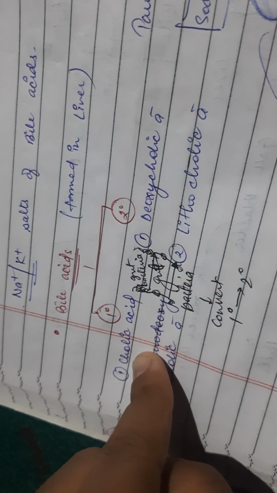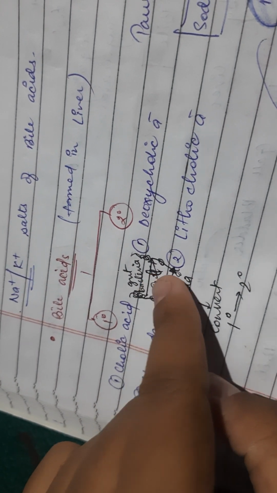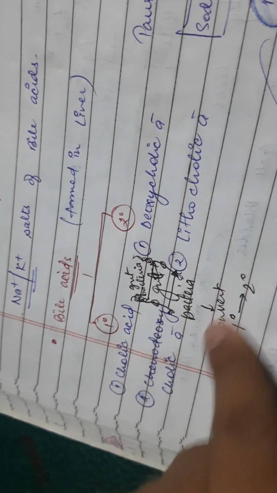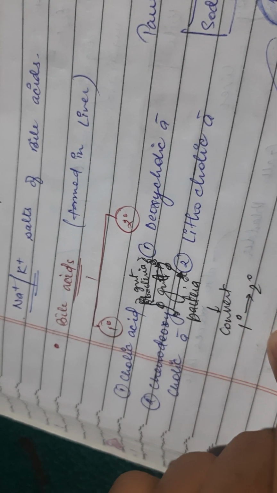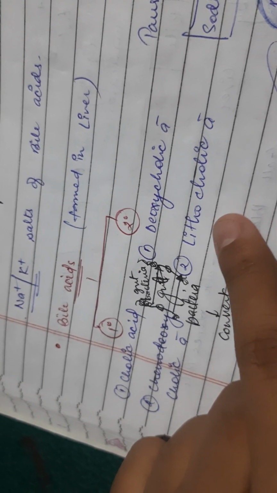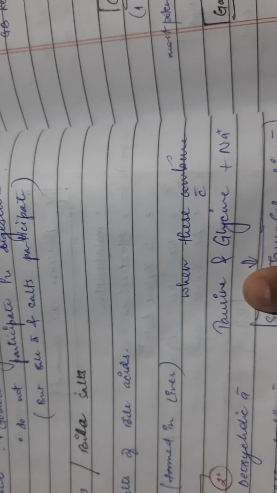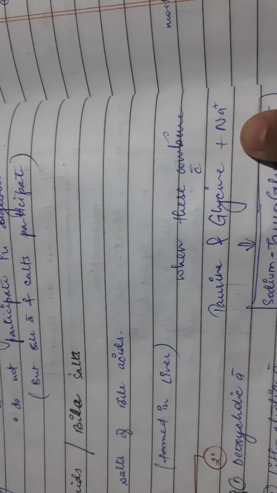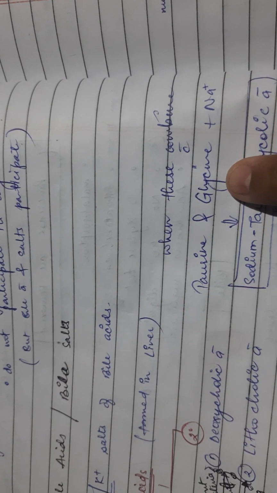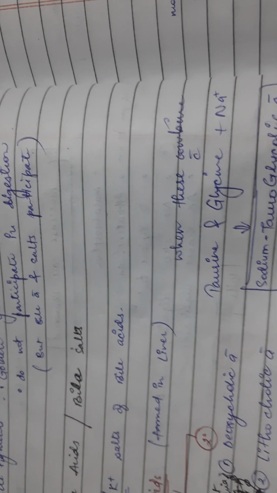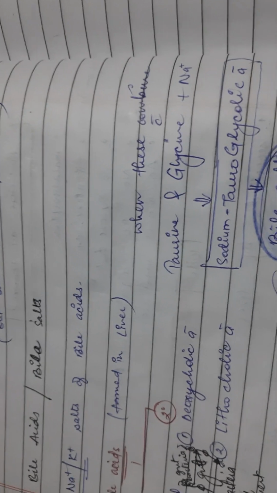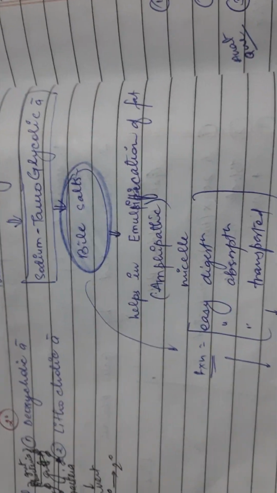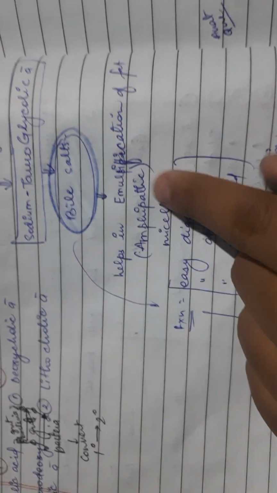Cholic acid is converted in the presence of gut bacteria into deoxycholic acid, and chenodeoxycholic acid is converted in the presence of gut bacteria into lithocholic acid. When these combine with taurine and glycine, and sodium combines with them, it forms sodium taurocholate, which is a bile salt.